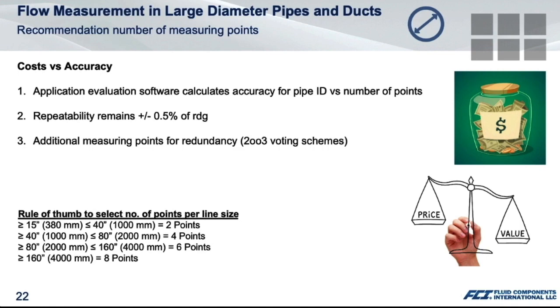On the other side, having 8 points in a 15-inch pipeline will not provide any better accuracy than a 2-point measurement, and therefore it's not required to install a more expensive unit to obtain a higher accuracy, because you won't receive a higher accuracy by simply adding measuring points. Therefore, number 1 is always extremely important: to perform a full application evaluation by the manufacturer.